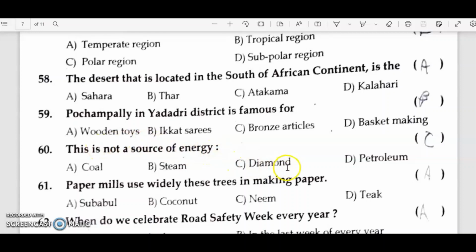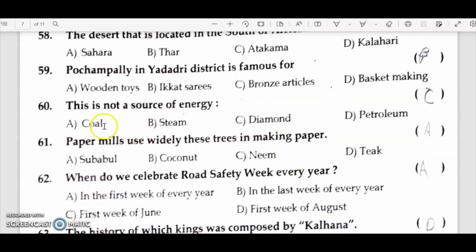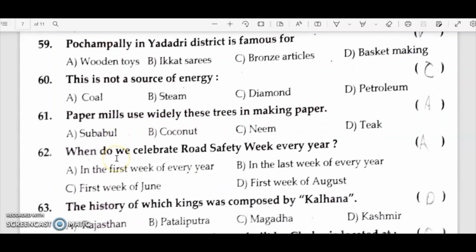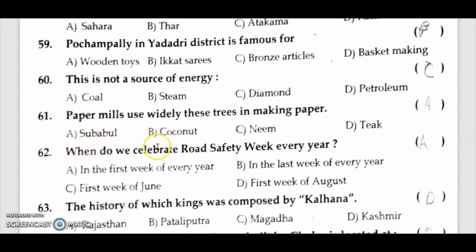This is not a source of energy. C. Diamond is the correct answer. Paper mills widely use the histories in making paper. Here the correct answer is Sababul. When do we celebrate Road Safety Week every year? In the first week of every year. A is the correct answer.